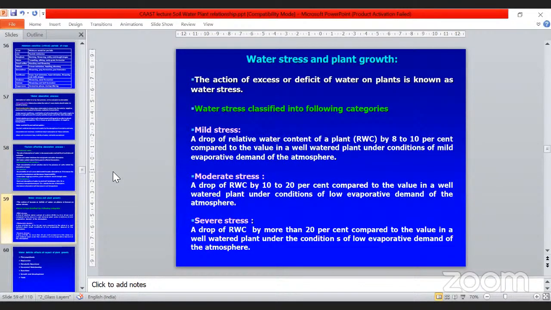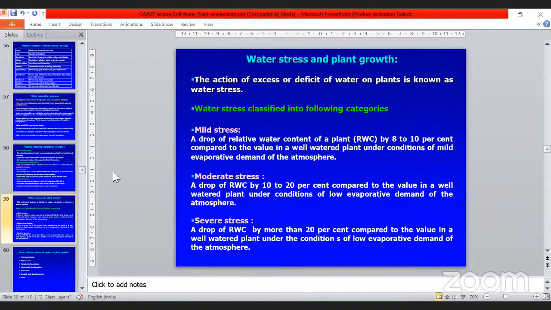Now, water stress and plant growth. The action of excess or deficient water on plants is known as water stress. Mild, moderate, and severe stress are the three different stages. In mild stress, the relative water content is 8 to 10% less compared to the value in a well-watered plant, under mild evaporative demand of the atmosphere. With mild stress, the plants can survive. For example, crops like sorghum or bajra can survive even heavy stress, but pulse crops can survive with one or two irrigations. So mild stress can be tolerated by that particular plant.